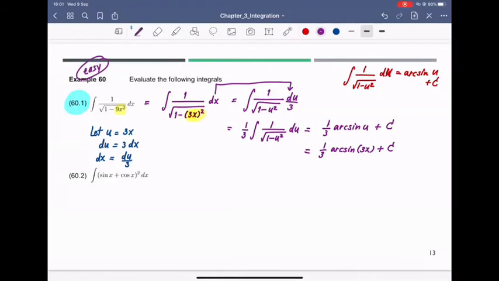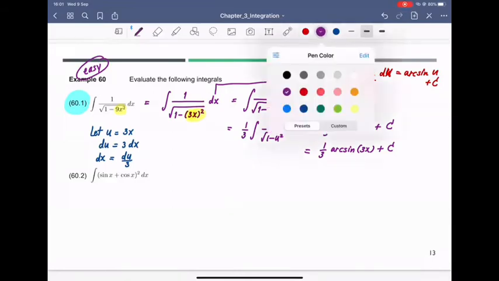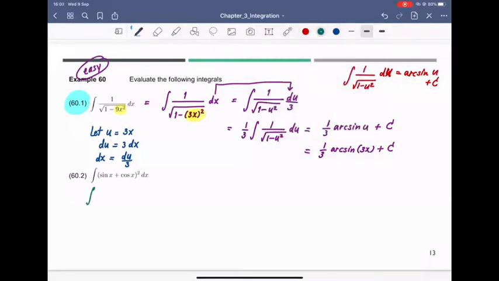All right, so 60.2. I want to integrate (sine x plus cosine x) squared. Again, I am going to expand it. So I have sine squared x plus 2 times sine x cosine x. Expand it.